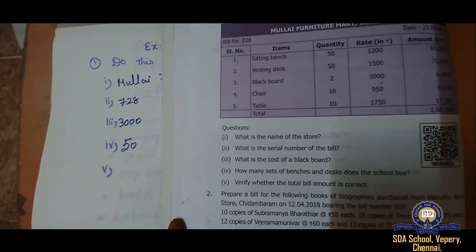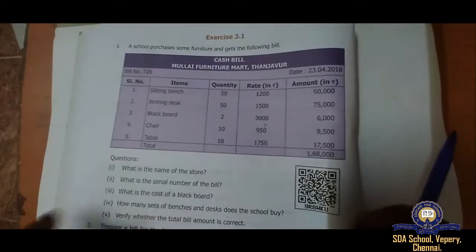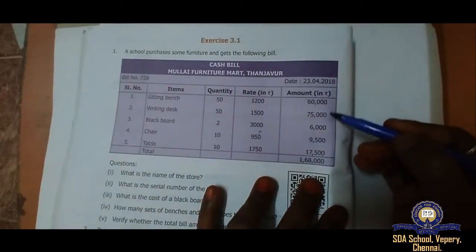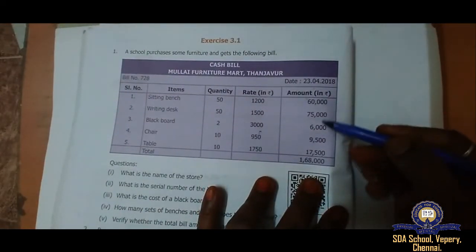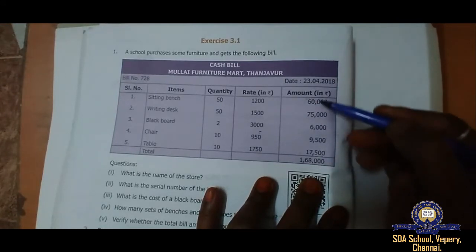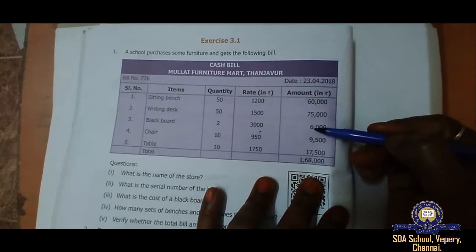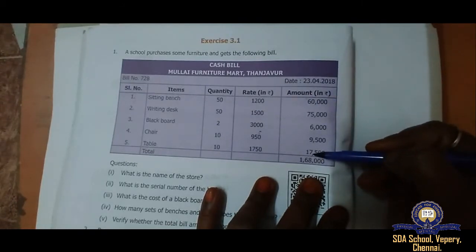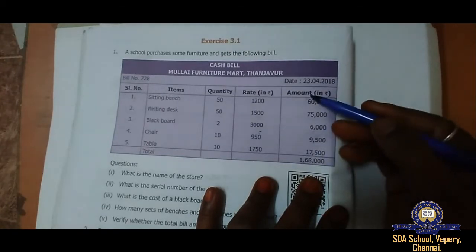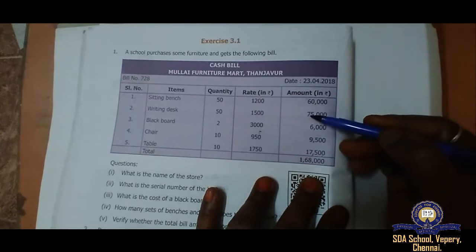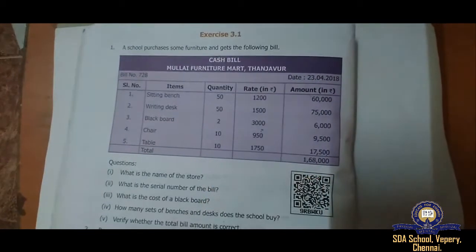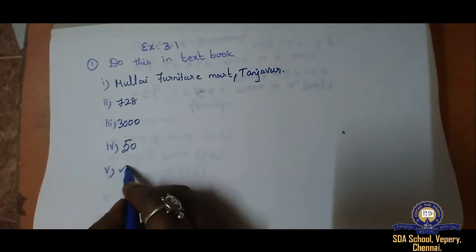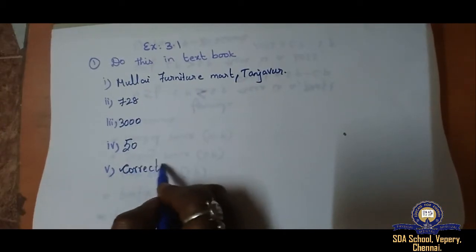Verify whether the total bill amount is correct. If I add this side, 5 plus 5 is 10, so 0 carry over 1. 1 plus 5 is 6, 6 plus 6 is 12, 12 plus 7 is 19, 19 plus 9 is 28. So 8 carry over 2, 2 plus 6 is 8, 8 plus 8 is 16. So 1,68,000. So we can write that it is correct. The value is correct.